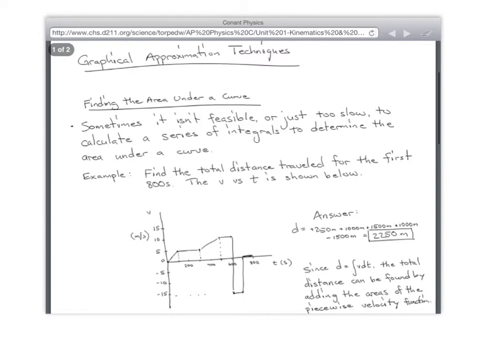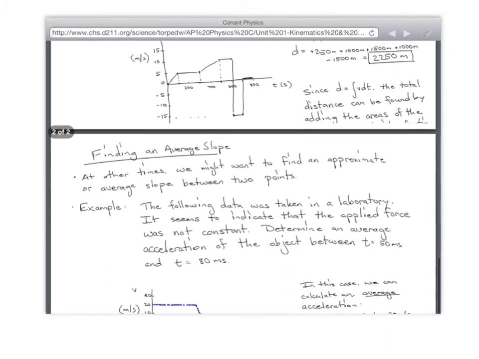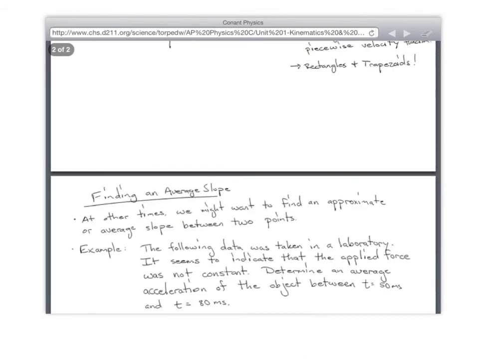Oops. All right. Everybody got that? Because if you add 1,500, it just cancels it out. You have to add it twice. Good? All right, so the answer should be 5,250 meters for distance, or 2,250 meters for displacement. All right, next one. So area under the curve, common way to do that, and I think you guys all know that. An average slope.